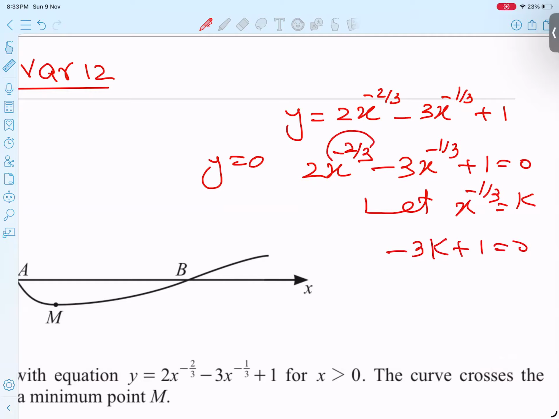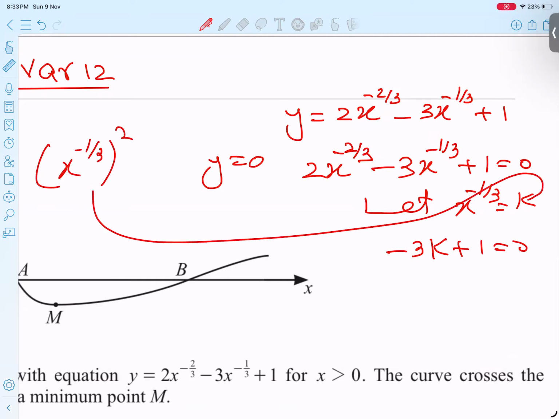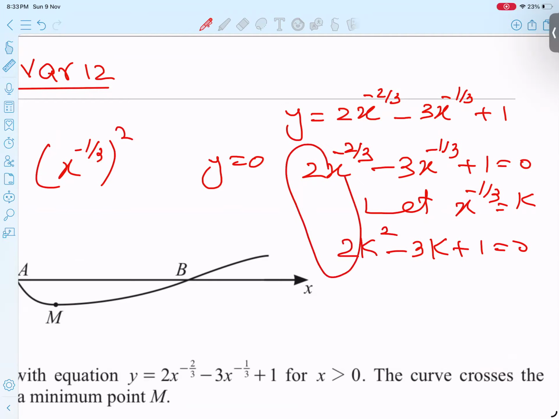And what about this? Basically, I'm writing x to the power negative 1/3 inside and the whole power 2. So this becomes k squared, so I got k to the power 2. Now, students, the 2 is also there. Sorry for that, the 2 is also there. Now I'm going to factorize, and I got 2k squared minus 2k minus k plus 1 equal to 0.